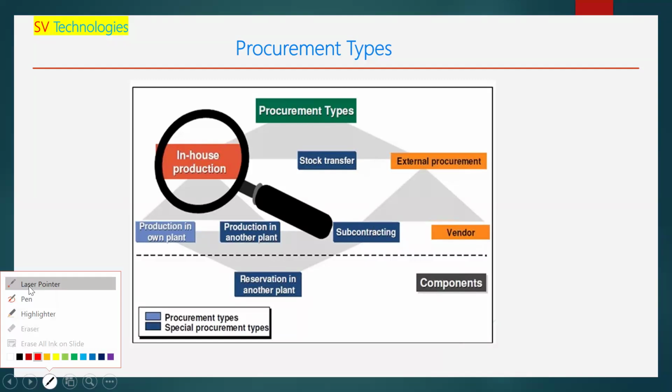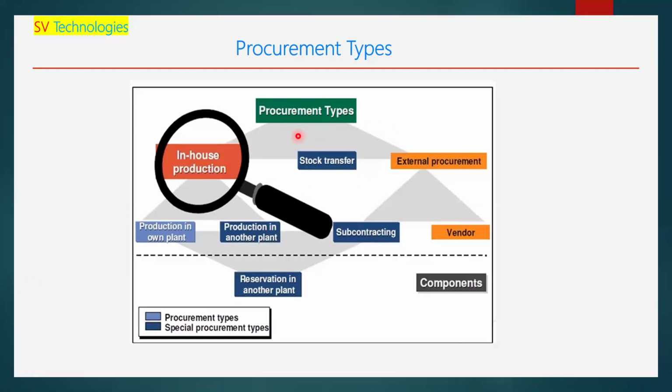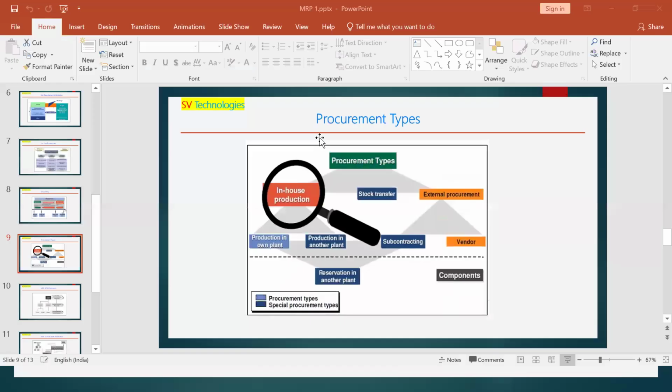For example, right? I'll give a few examples. Stock transfer is nothing but... Suppose the stock transfers, we have two types.